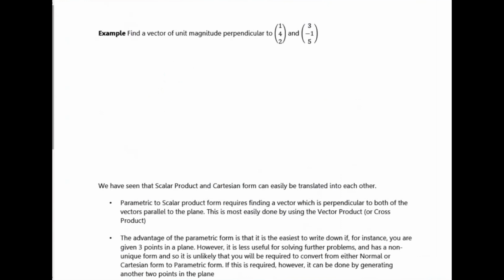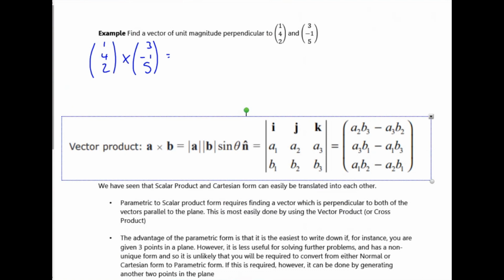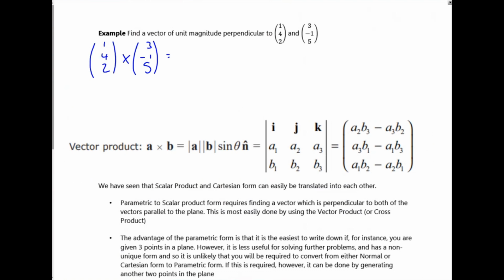The next example has asked us for a vector of unit magnitude perpendicular to both of these. So we're going to just find a vector first and then turn it into a unit vector by dividing by the magnitude. I'm going to do the cross product of these two things here, using the cross product formula. You can sub it in, or use a calculator if you want.